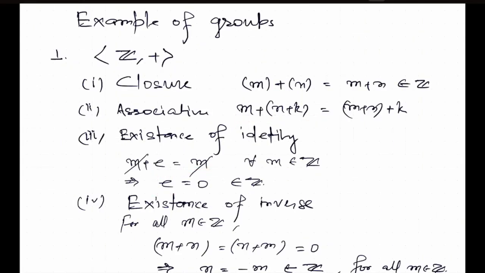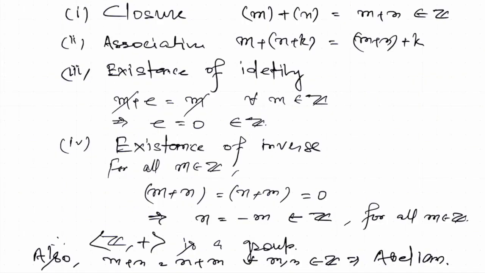You can find the identity the way you have learned: take e to be the identity, then e plus m, where m is any integer, will be equal to m. Identity has no effect. So we cancel out m, we do the algebra as we have already learned, and e comes to be 0. Since 0 belongs to Z, it is the identity. So the group has an identity.